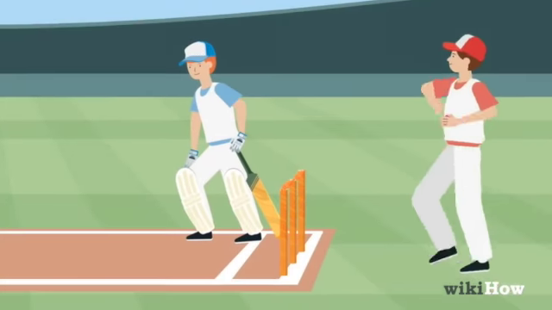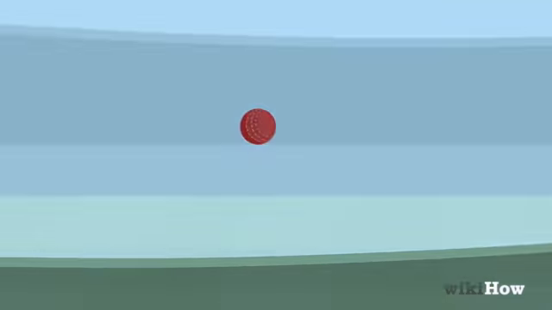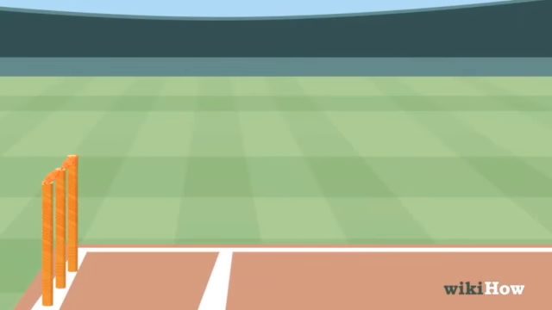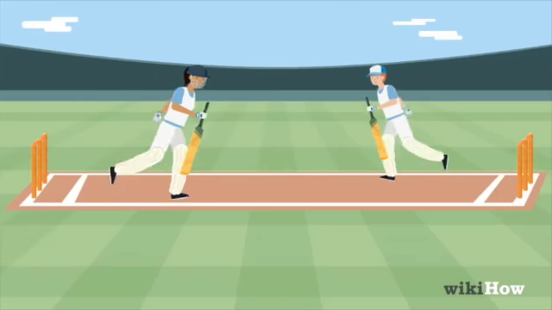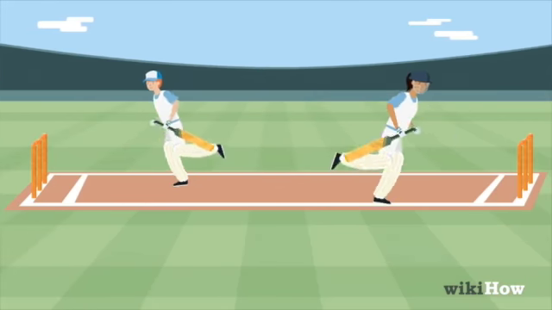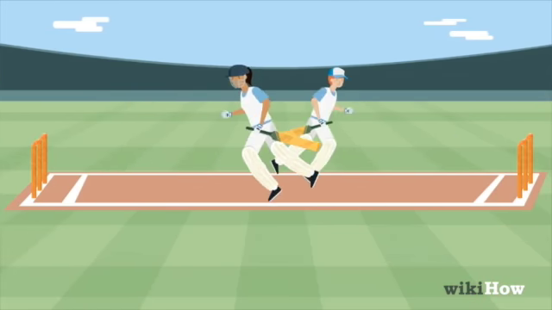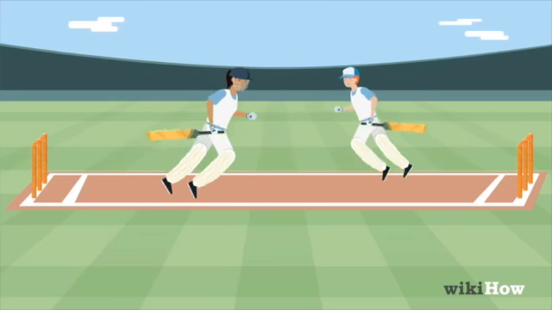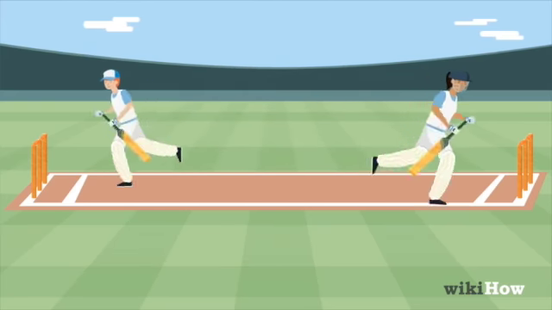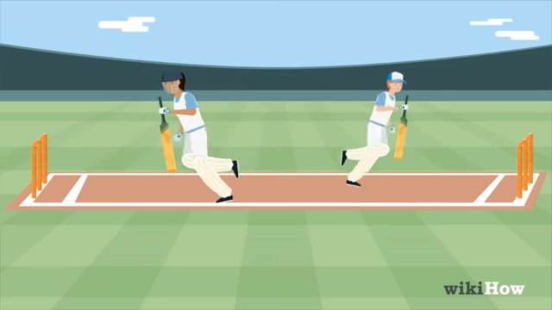When one batsman bats the ball, then both of the batsmen have to run to the opposite wicket from the one they were standing at to score 1 run. And if they manage to run back to the original wicket they stood at, they get 2 runs, and so on.